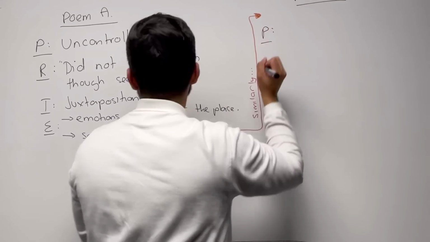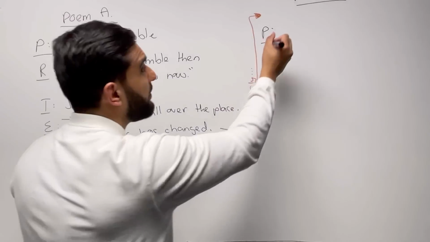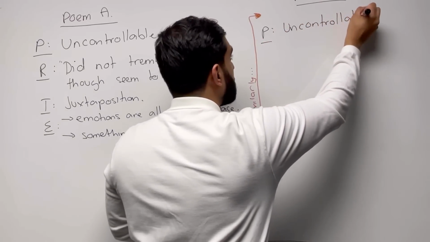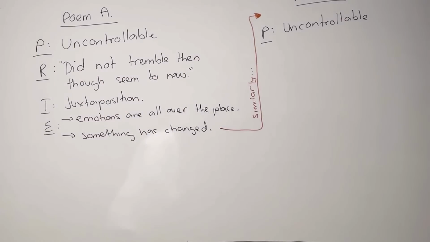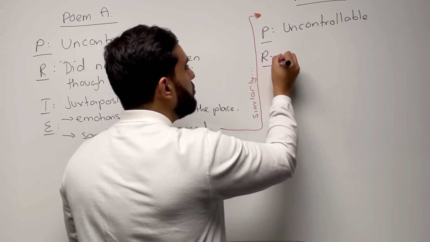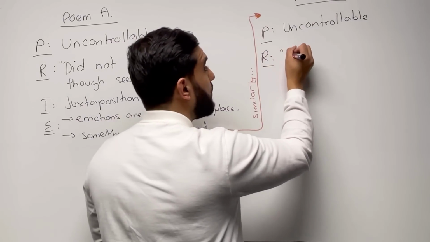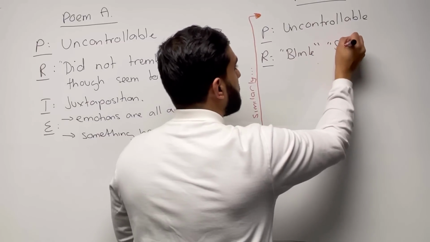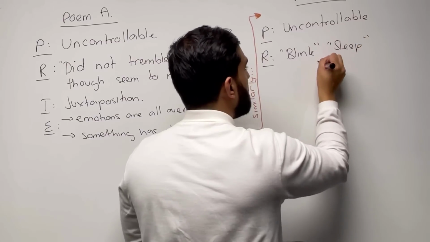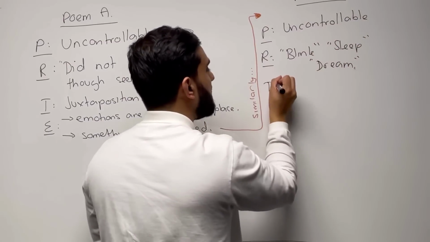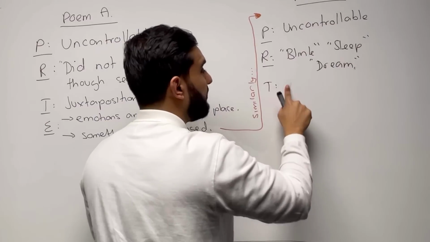Now because it's a similarity, our 2 points are exactly the same. In poem B, inner conflict is also presented as being uncontrollable. Now, alright guys, you can't see the poem B at the top, but it's fine. For the reference, we will use the 3 words, were what, guys? They were blink, sleep, and dream. These were our 3 quotes. Now we said our technique was a semantic field.